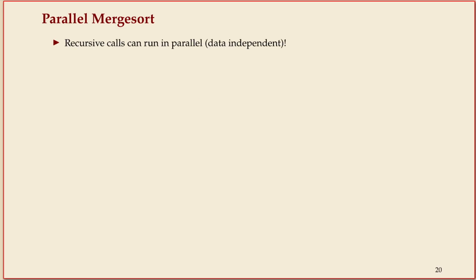Well, let's start from first principles. We've seen two key sorting algorithms, right? Quicksort and merge sort. There are other sorting algorithms out there, but these are the efficient ones. So those are the two candidates that we could try to parallelize. Merge sort is a little easier, so we start with that one.